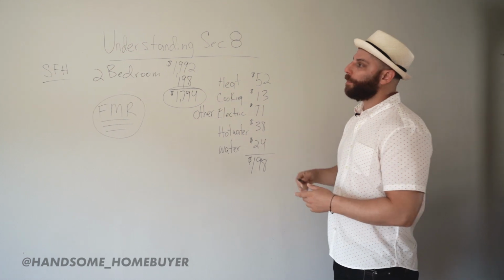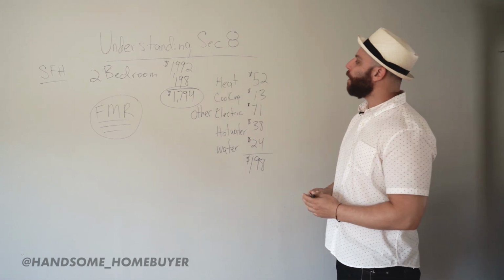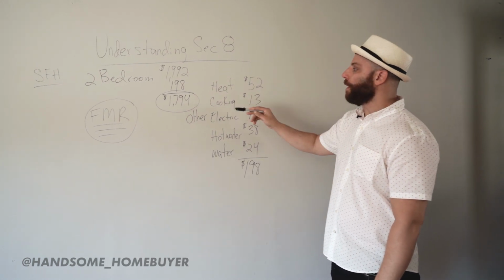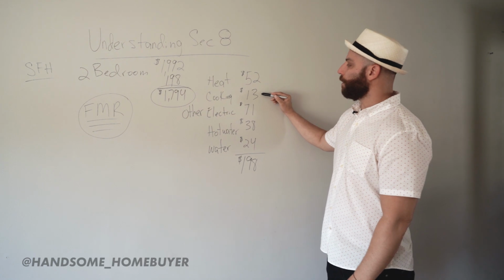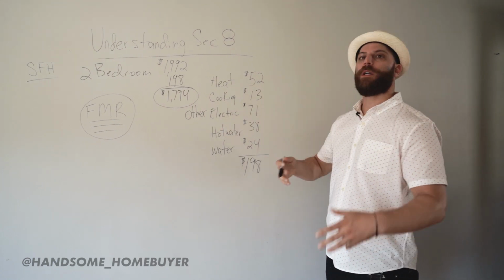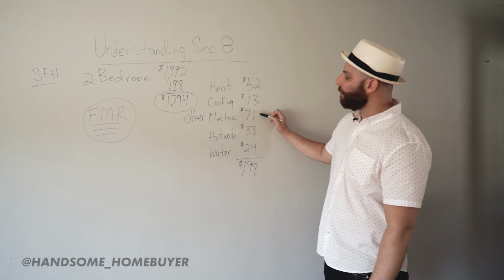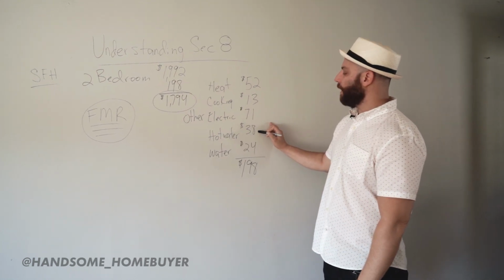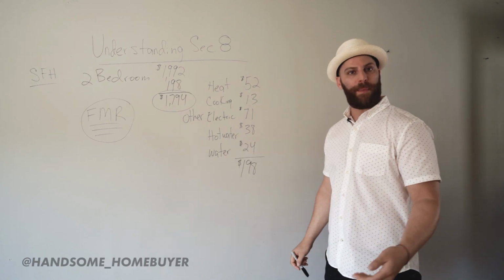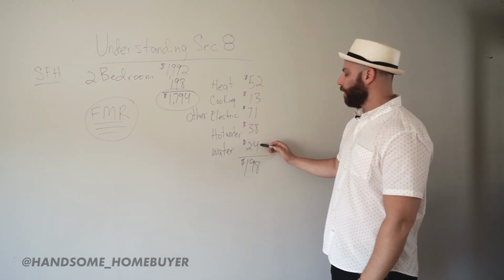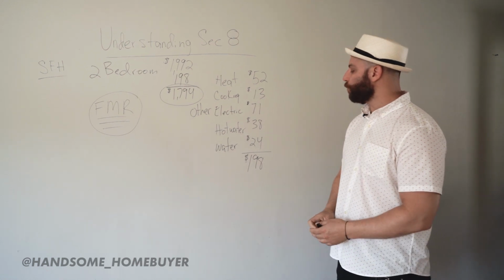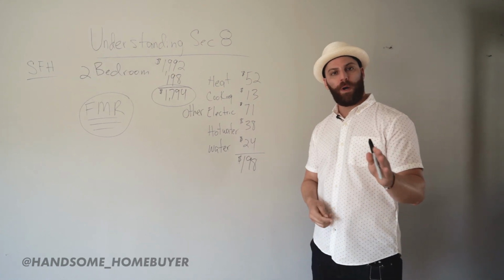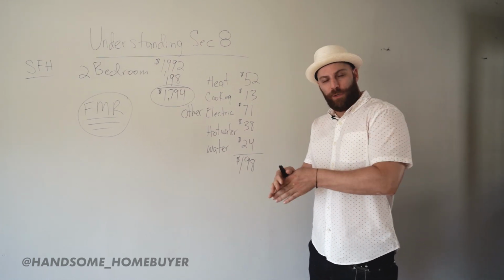So in our particular example here, 2-bedroom, single family house, we have electric heat, so they want you to deduct $52 for that. We have an electric stove, so they want you to deduct $13 for that. Other electric, lights, etc. in the house, $71. Hot water heater is electric, they want you to deduct $38. And water, just regular domestic water, is $24. That brings us to $198 deduction.